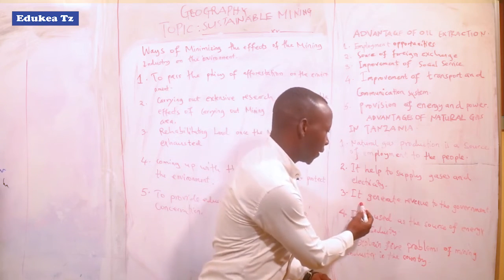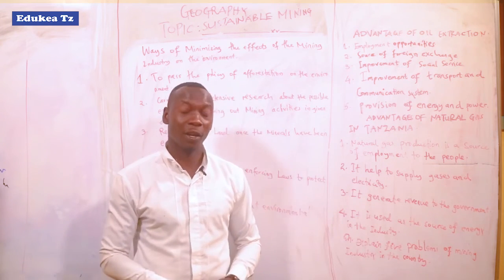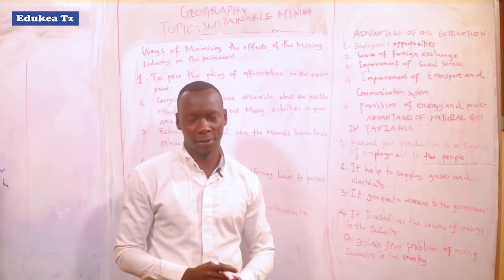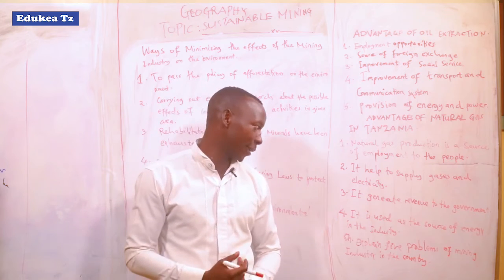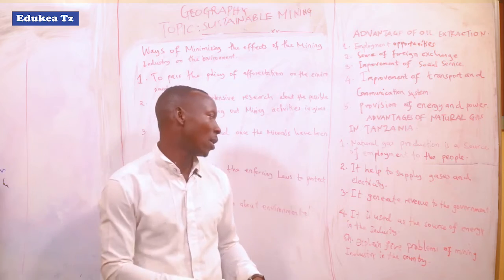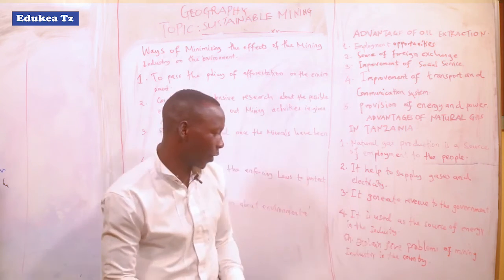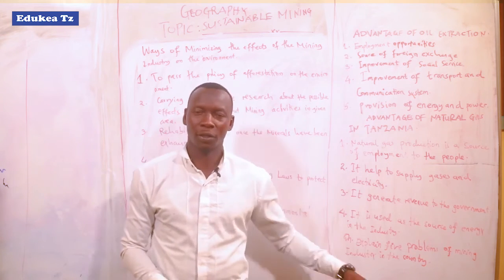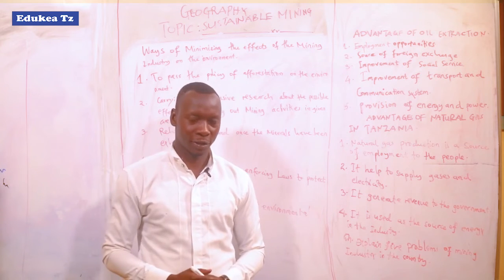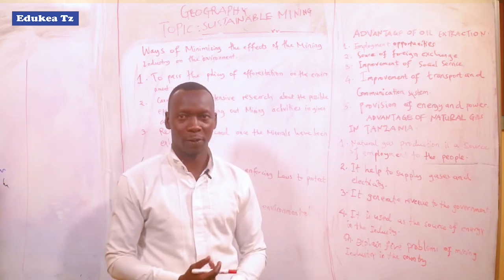Also it generates revenue for the government. Through selling gas, the government collects revenue from different areas where this gas is extracted. For example here at Mtwara, people are using electricity produced from natural gas. Also it is used as a source of energy in industry, because it provides electricity to be used to run different machines.